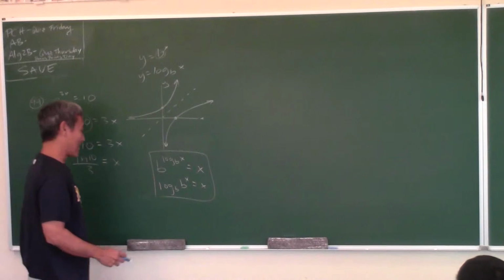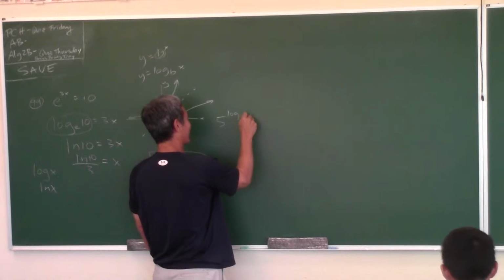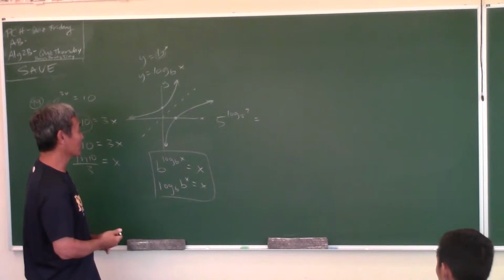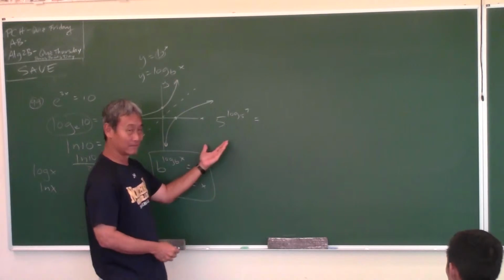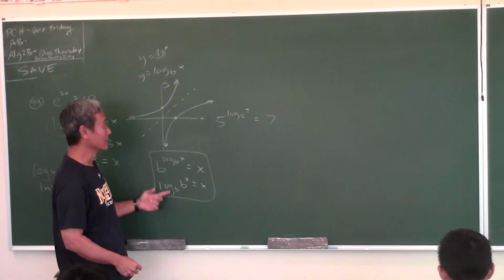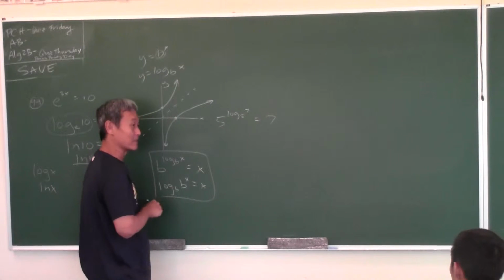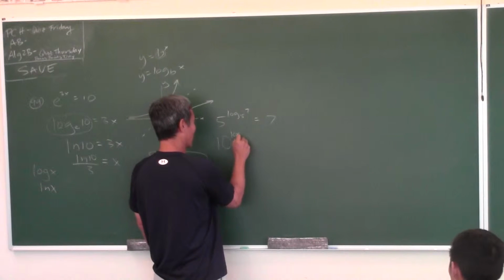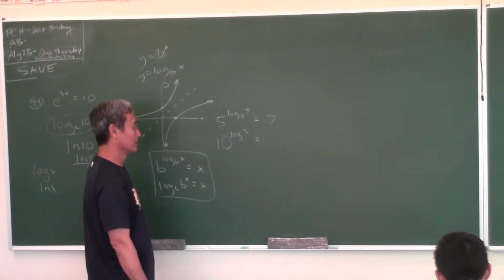So let's look at some examples. What if you had 5 to the log base 5 of 7? Without doing any work, what does that equal? 7! That's this one right here. But it only works if that base and that base are the same. Okay, what about this? 10 to the log 3. What is that equal to?